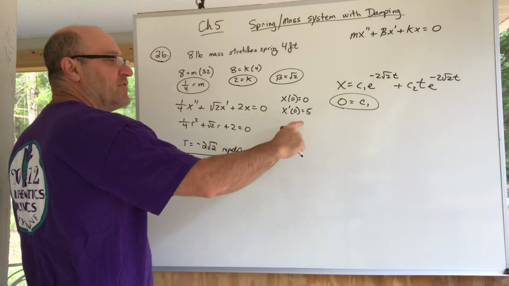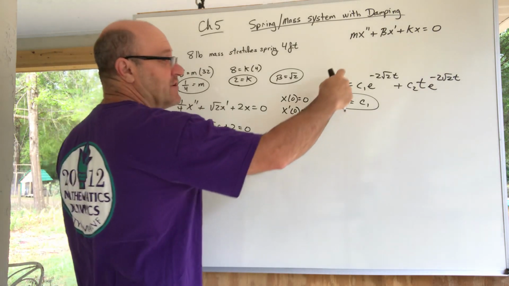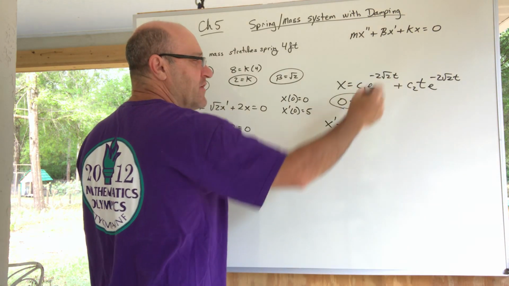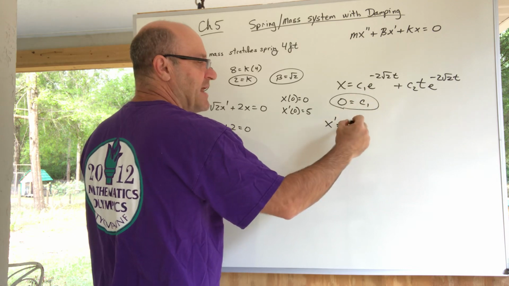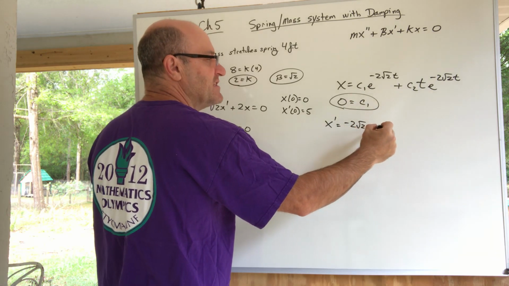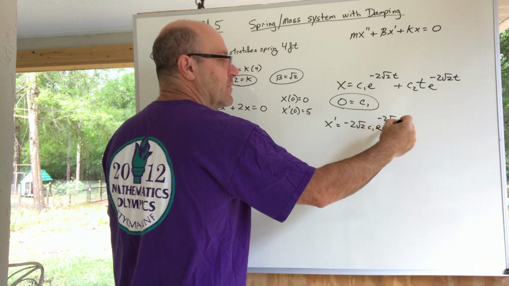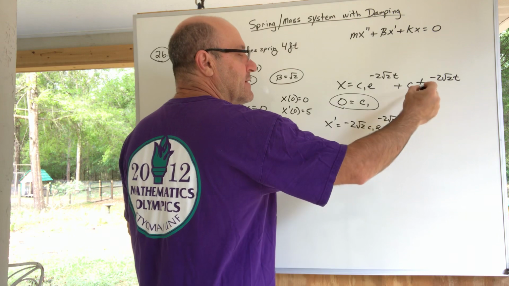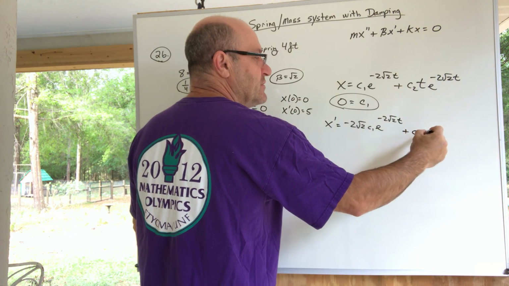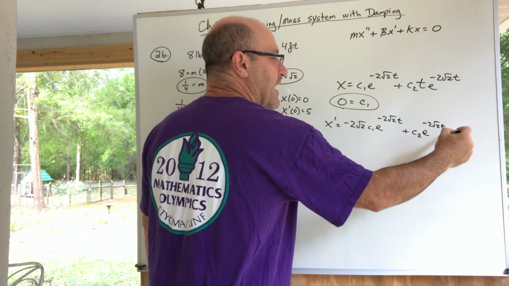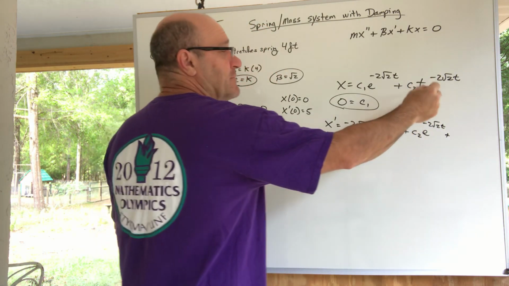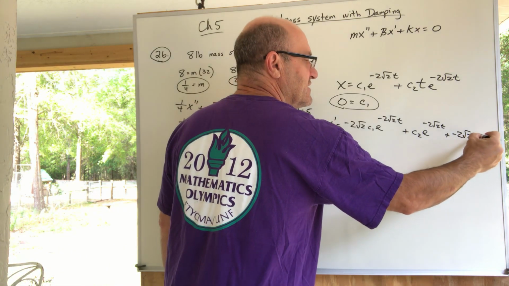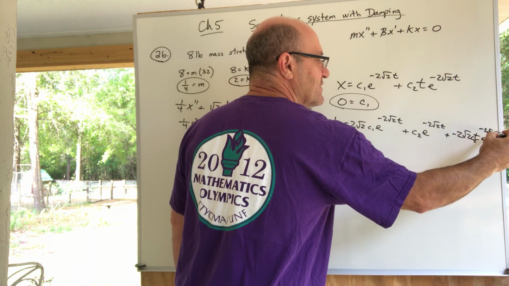We are going to need x prime to use the other initial condition, so here we go. X prime is the derivative. The derivative is an e function. That's pretty easy. The chain rule does spit out -2 square root of 2 times c1 e to the -2 square root of 2t. There's a little product rule here. The derivative of the first is a c2 times that e function, and then a c2 t times the derivative of the e function, which spits out the c2 t e to the -2 square root of 2t.